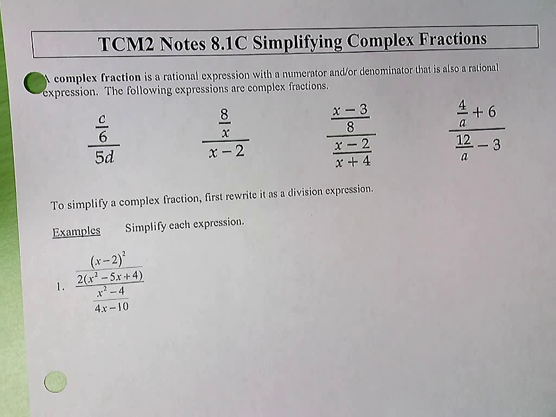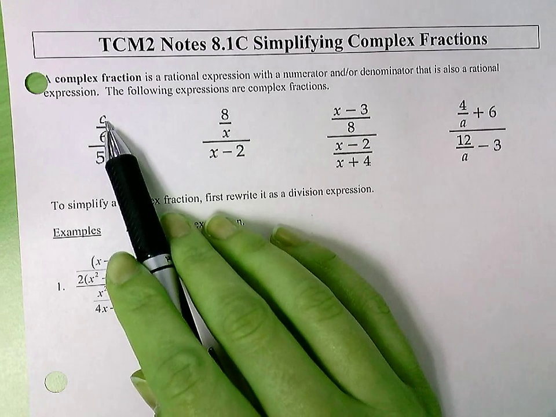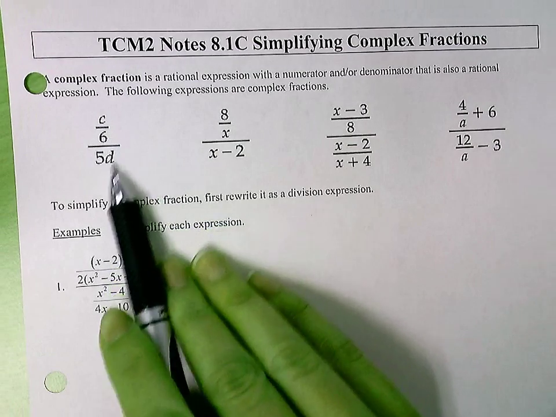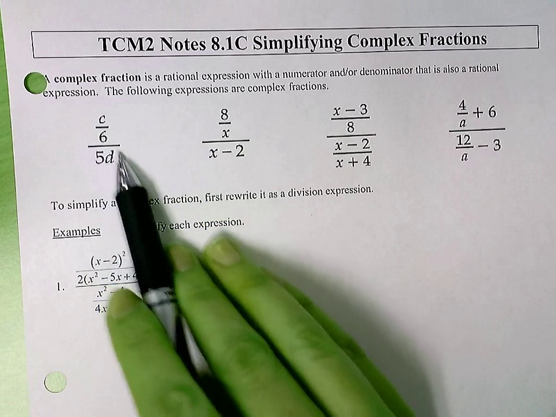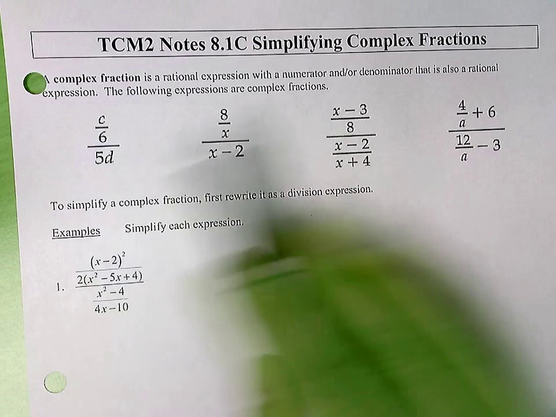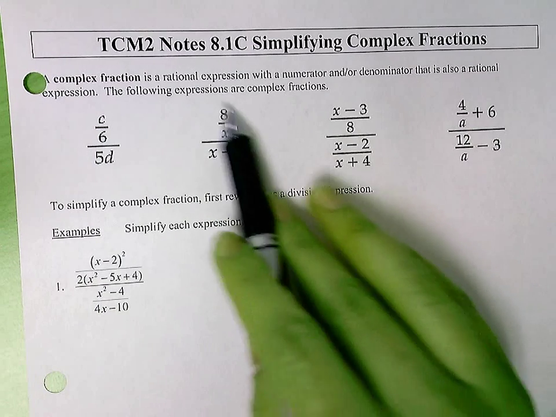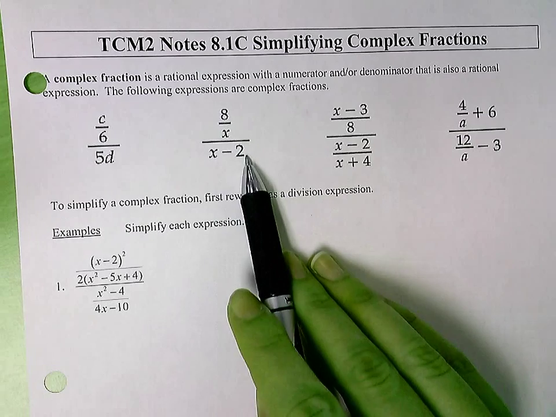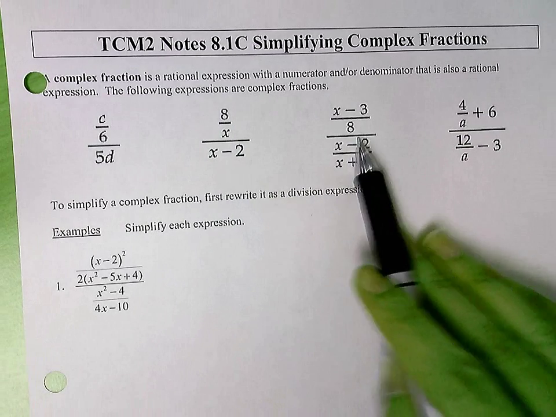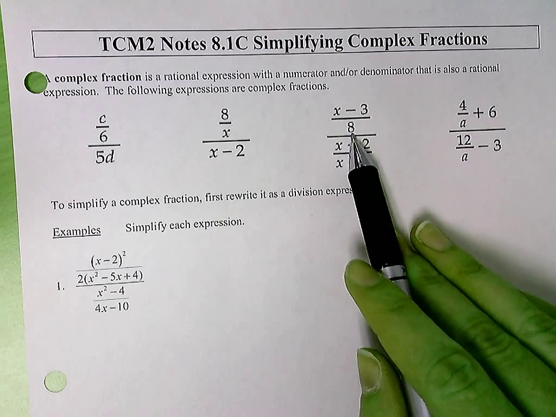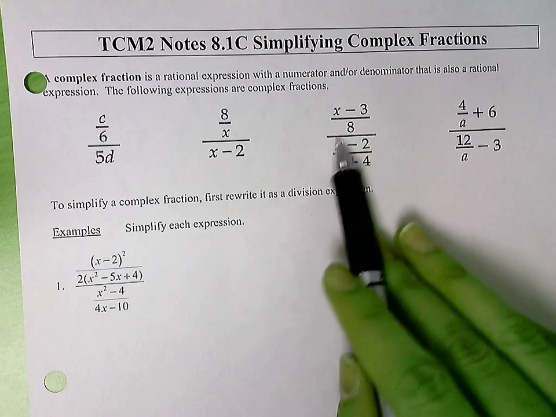The following expressions are complex fractions. If I have c over 6 over 5d, there's a fraction in your numerator, and then there's a second denominator there. This one, again, we have a fraction in that numerator, and then an expression in the denominator. This one, you have a fraction over another fraction.